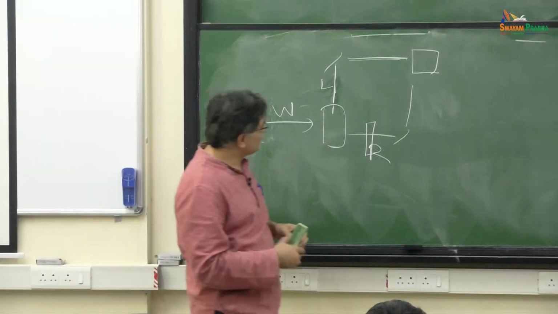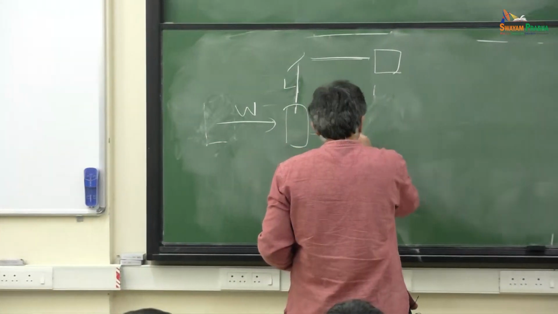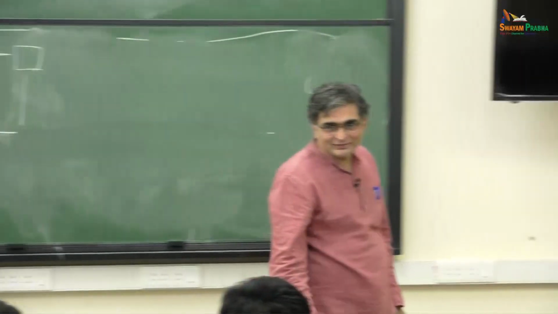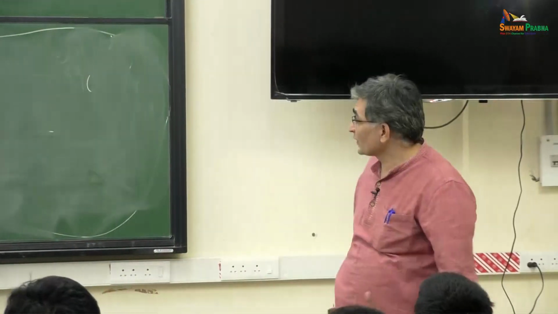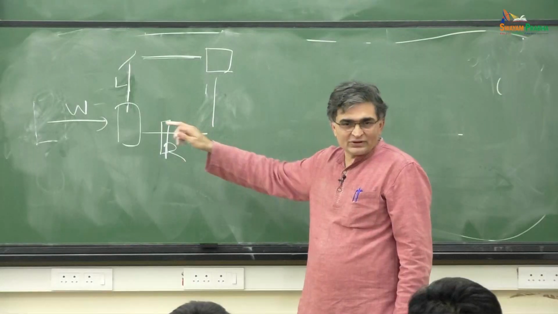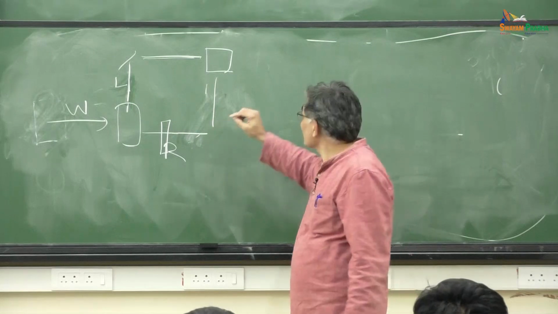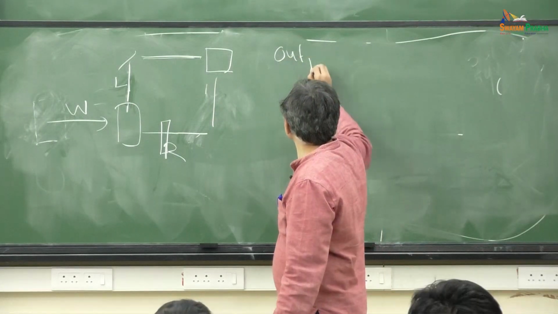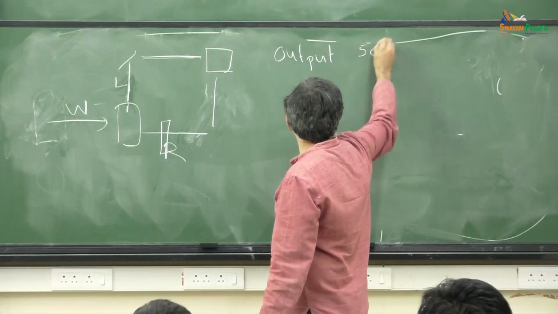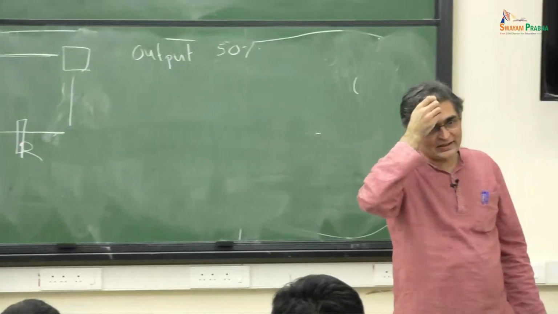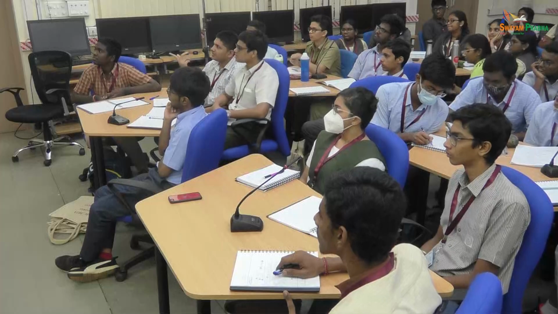So now my question is, what are all the things you expect when I insert this wall inside the path? So of course one thing is that the output will go down by half, because the electron will come in this direction or in this direction. So what will be the statistics? Why?